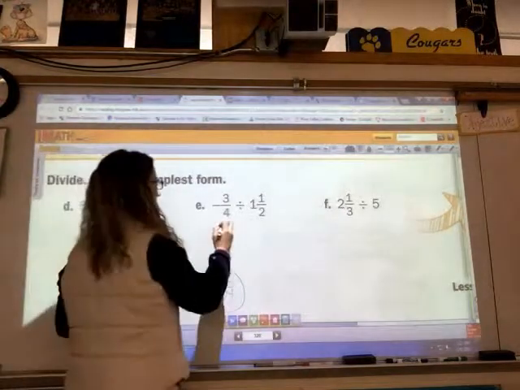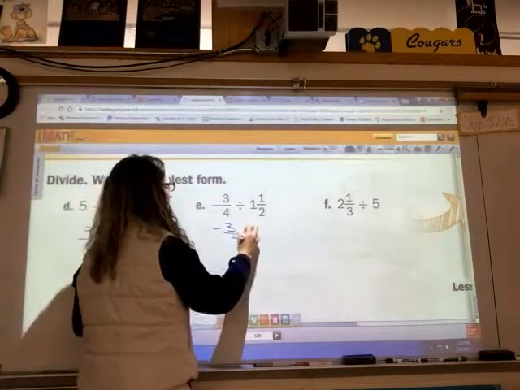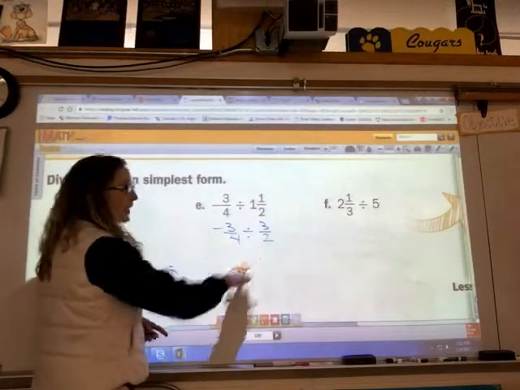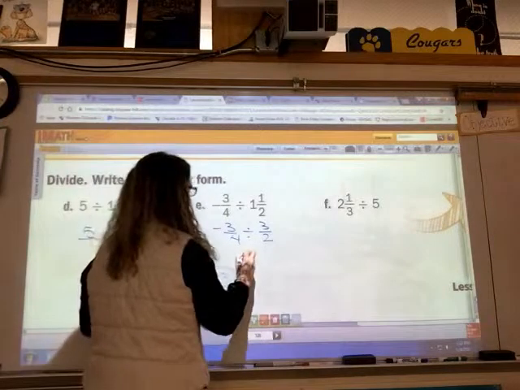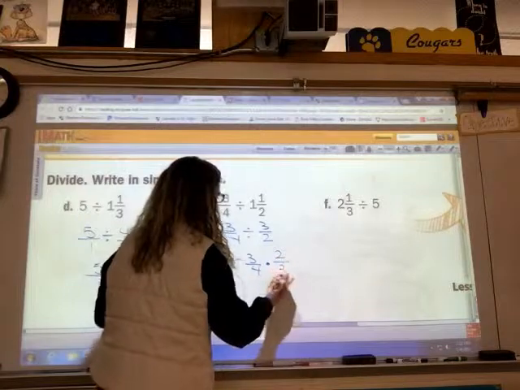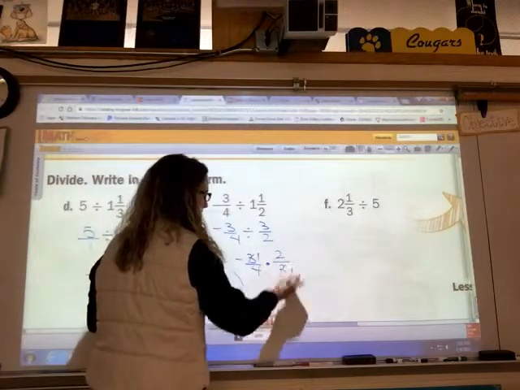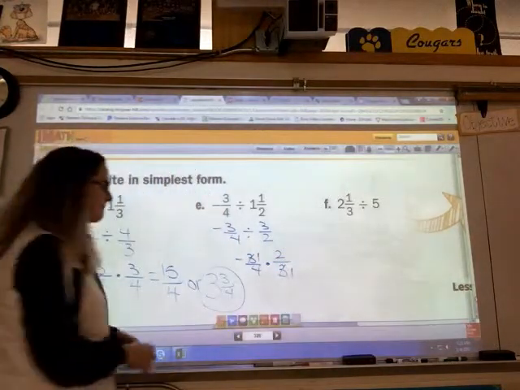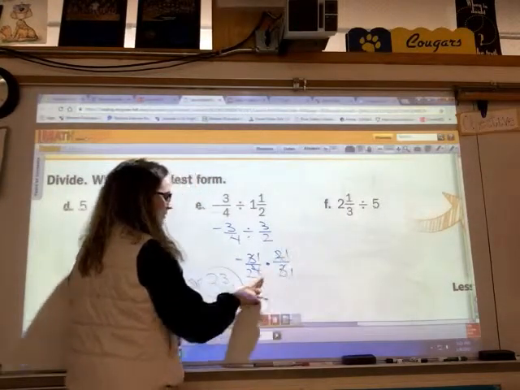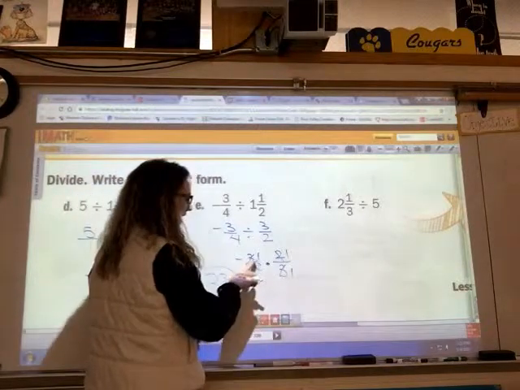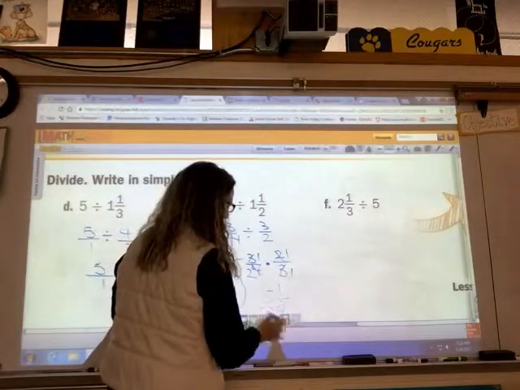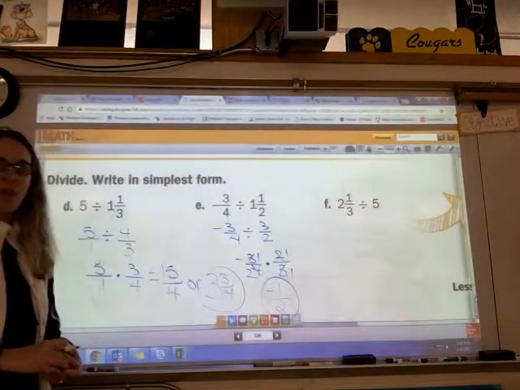Looking at letter E, again, I've got -3/4 divided by, we're renaming that, which would be 3/2. Now I can change it to a multiplication problem. So -3/4 times the reciprocal would be 2/3. I can cross reduce, that's going to be a 1 and a 1 because I can divide both of those by 3. 4 and 2 can be divided by 2. 2 divided by 2 is 1, 4 divided by 2 is 2. So now I have -1 times 1, which would be -1. 2 times 1 is 2, so we should come up with -1/2.